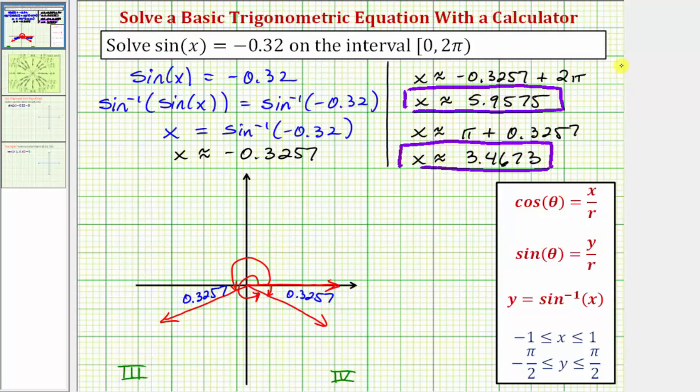And I believe for our homework, we are asked to enter the smaller angle first and the larger angle second. I hope you found this helpful.